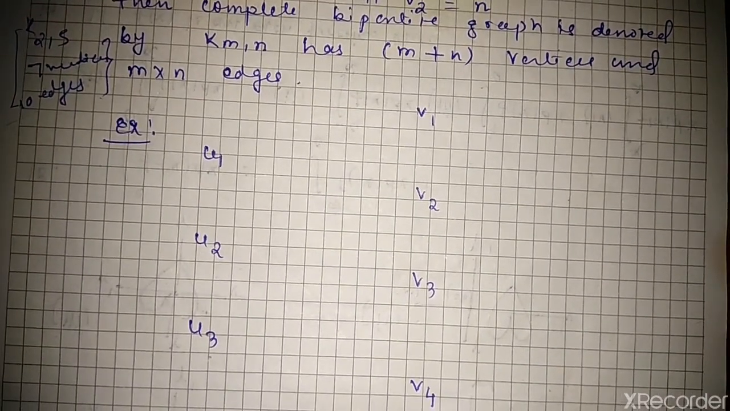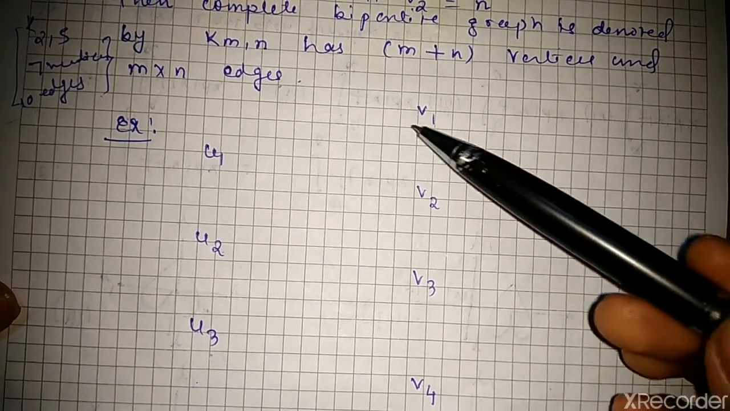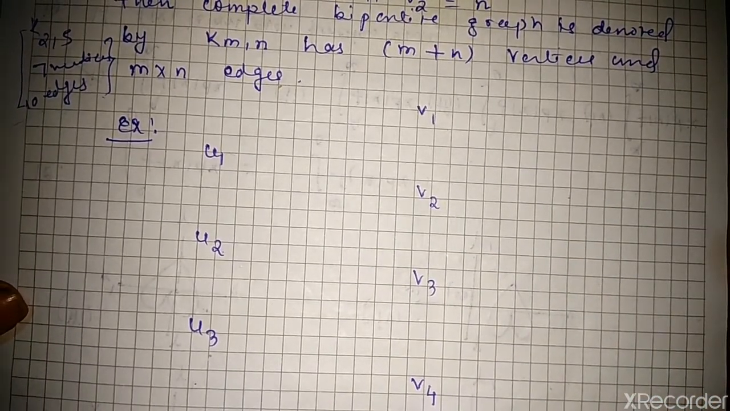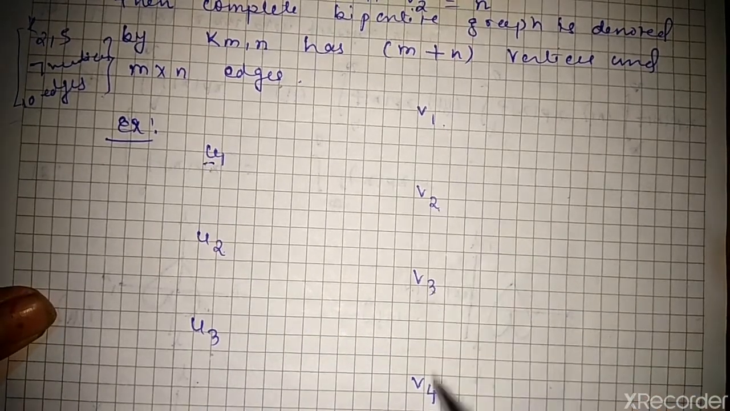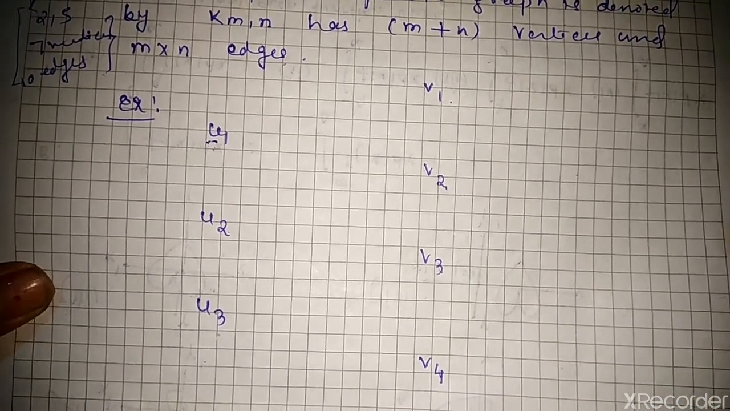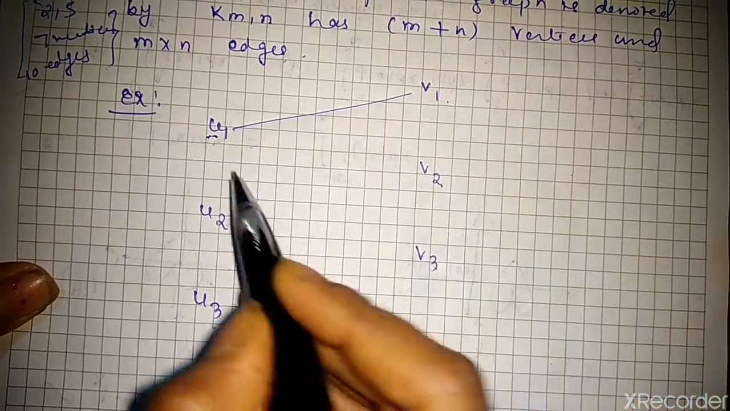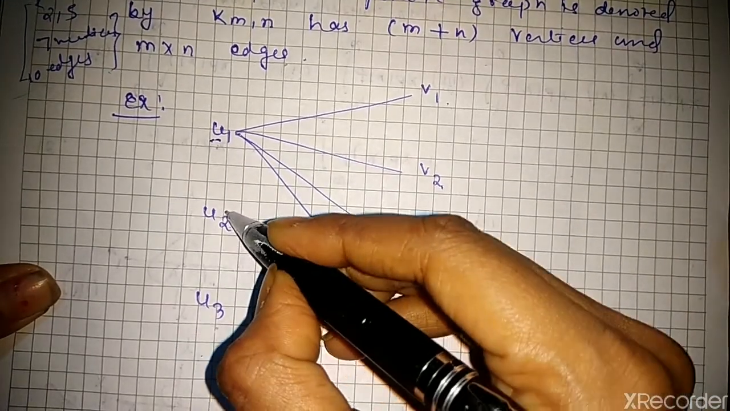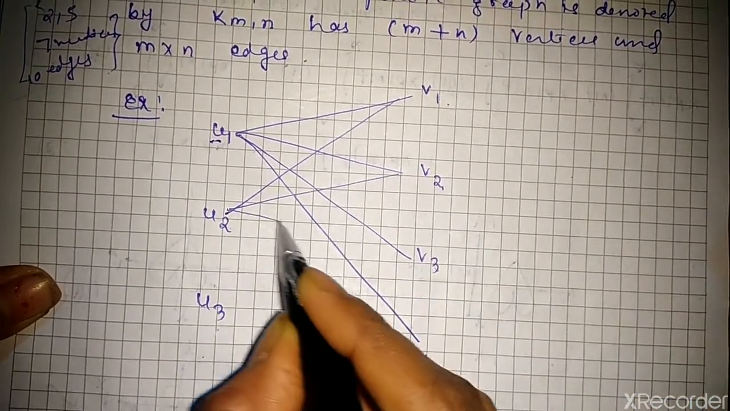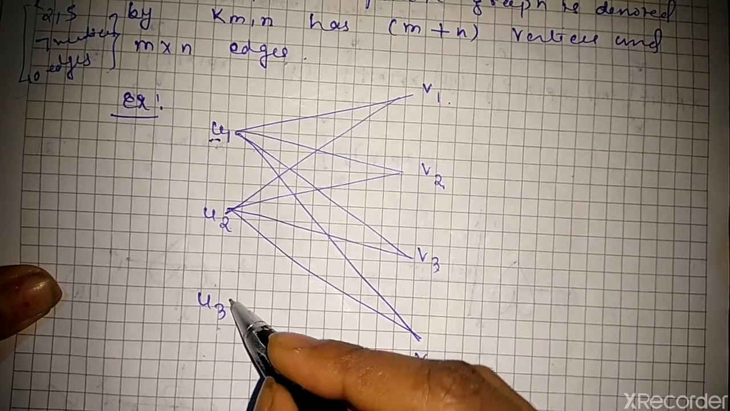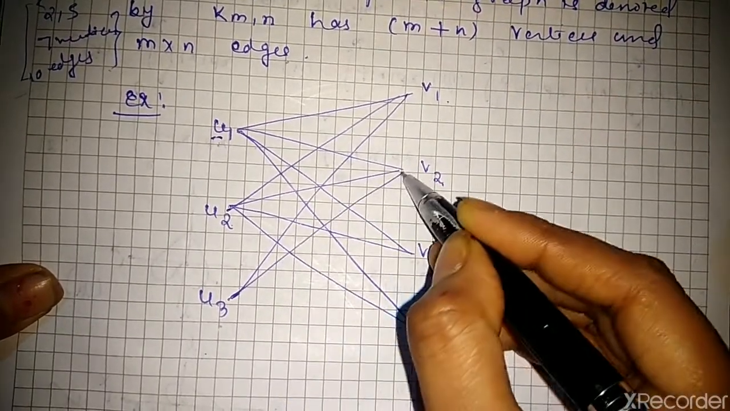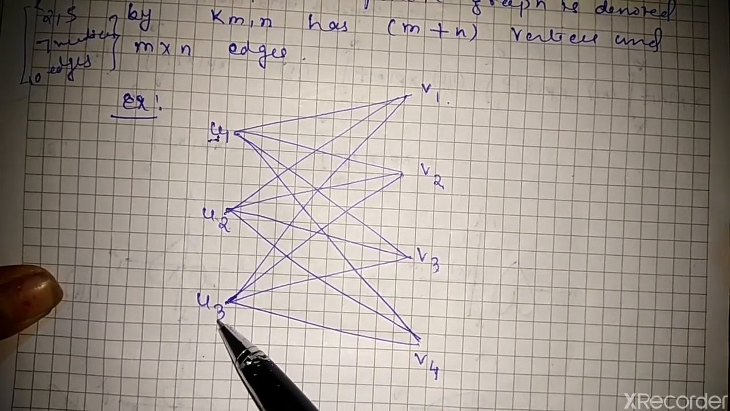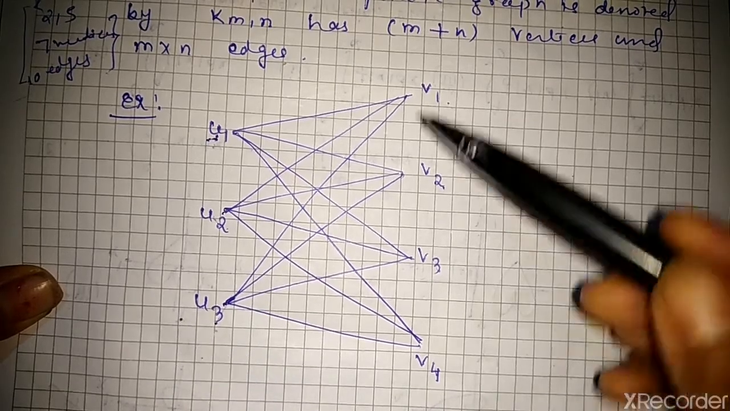I have taken V1 as U1, U2, U3, and V2 as V1, V2, V3, and V4. This one is the first set, and this one is the second set. Each element of set 1 is connected with each element of set 2. So first we join U1 with each and every element of the set: 1, 2, 3, and then 4. Then we join U2: 1, 2, 3, 4, and then U3: 1, 2, 3, 4. So we have joined each and every element of set 1 to each and every element of set 2.